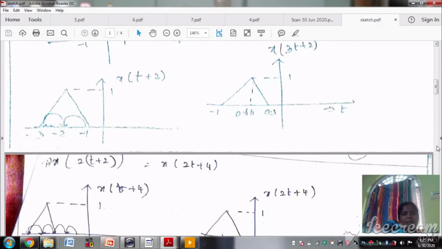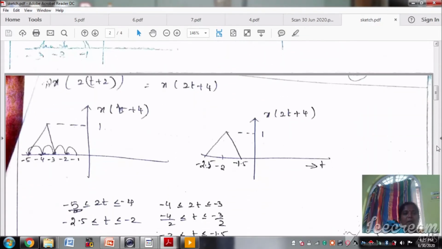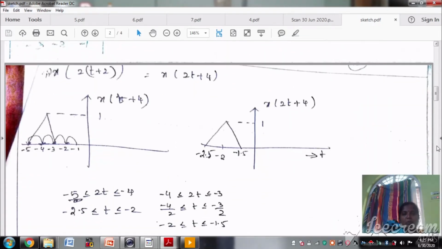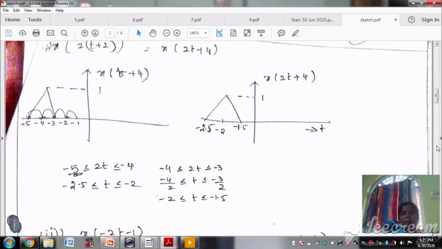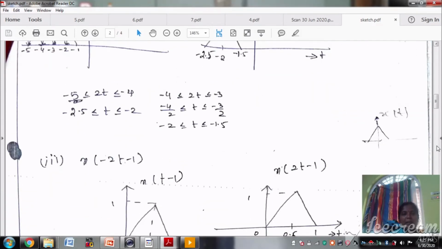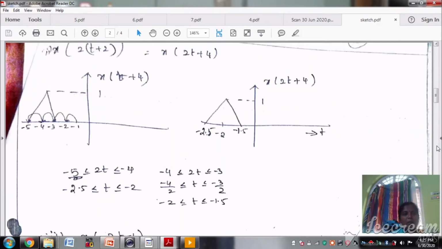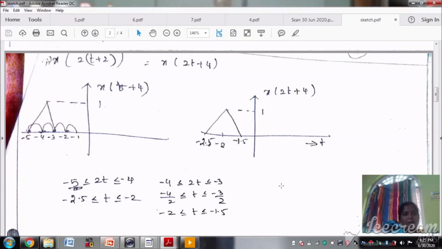And the next signal is x of 2t plus 2, this is nothing but x of 2t plus 4, okay. So the same thing here, what you have to do, the signal you are going to shift towards the left side by 4 times, and you have to do the scaling. Scaling a is greater than 0.5, so the signal will be compressed.